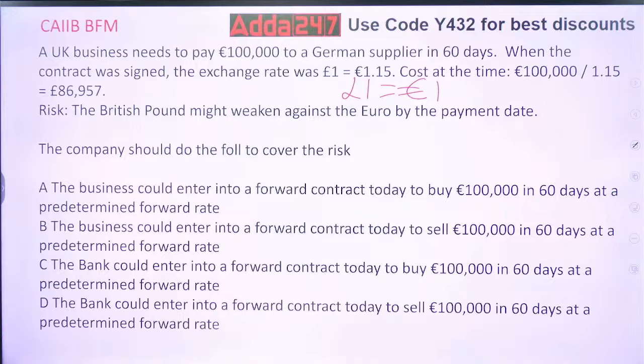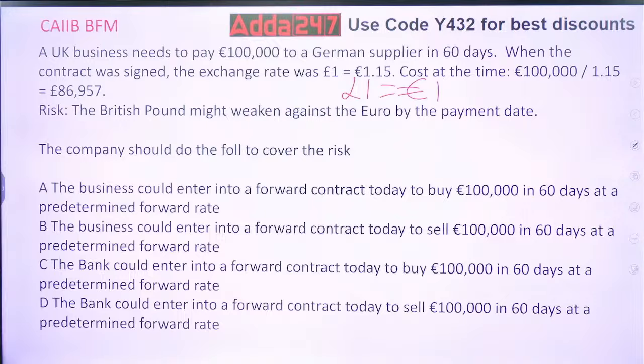And the bank could enter into a forward contract today to sell euro 1 lakh in 60 days at a predetermined forward rate. So which one among these will be true? What do you think? Think, everyone. This is a typical question which will clarify the doubts in the minds of many students. Think A, B, C, D, and give it in the comment section, everyone.